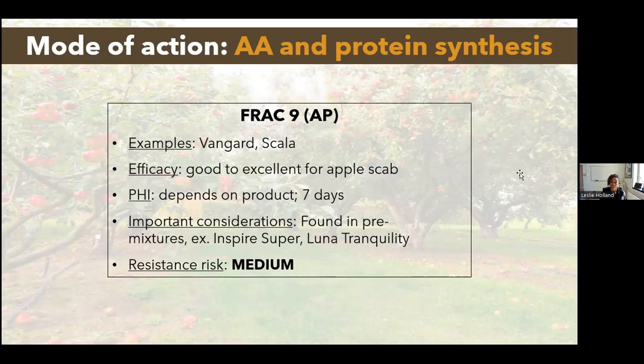So amino acid and protein synthesis, this is FRAC 9. This is another FRAC group we commonly see used for fungal disease control in apple. And examples of this are going to be Vanguard and Scala. These products in particular, and you will see this within the pest management guide, but it's important to note that particularly Vanguard and Scala are most effective at temperatures below 70 degrees Fahrenheit. So that again is going to play into how you select chemistries throughout the growing season, right, based on some of those environmental conditions. They perform good to excellent for apple scab. PHI is going to vary, so check the label. And again, FRAC 9 is found in some premixtures for apple with a medium risk for fungicide resistance development.